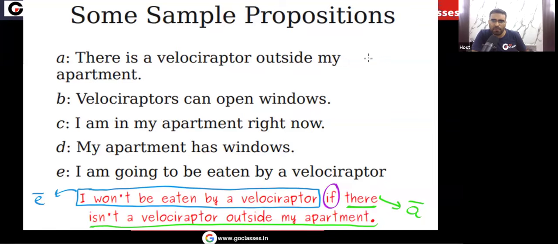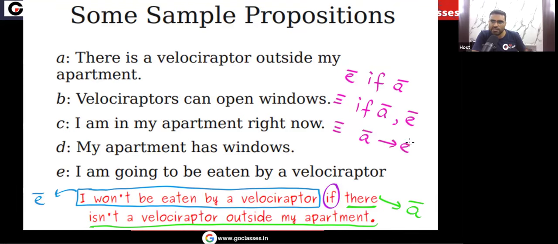So finally, what we have? We have the statement E bar if A bar. I can write it as: if A bar, comma E bar. And now this is your favorite: if P then Q, that is P implies Q. So it will be A bar implies E bar. This is your final answer. Understood? Let me know. Is this clear to everyone?